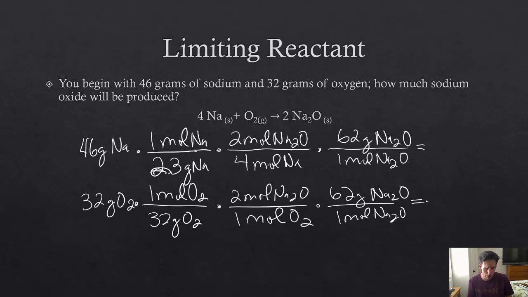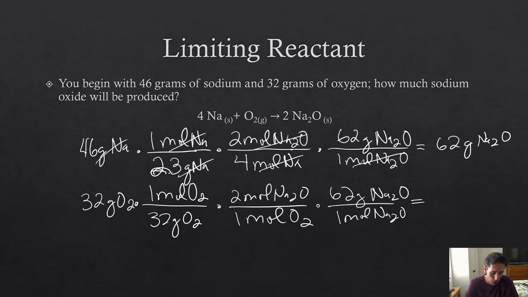So if I do the math here, if I'm doing this correctly, this comes out to be 62 grams of sodium oxide that we're going to produce, because 46 divided by 23 is 2, 2 times 2 is 4, 4 divided by 4 is 1, and 1 times 62 would give me 62 grams. The grams of sodium cancel out, the moles of sodium cancel out, and the moles of sodium oxide cancel out.